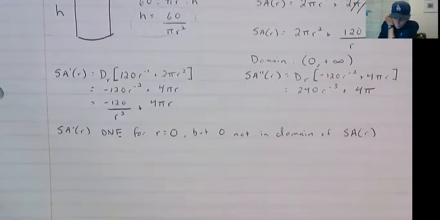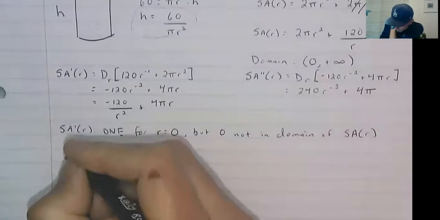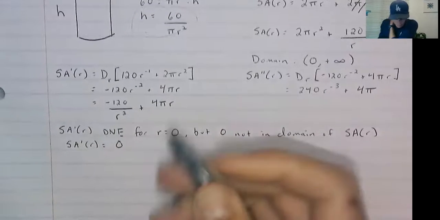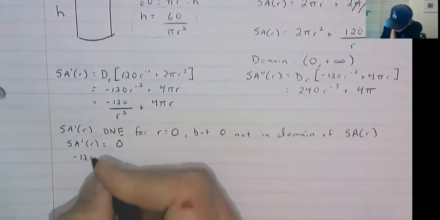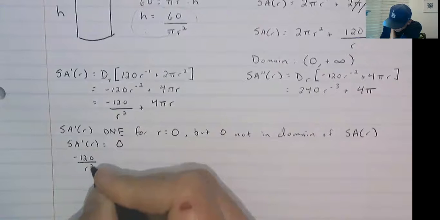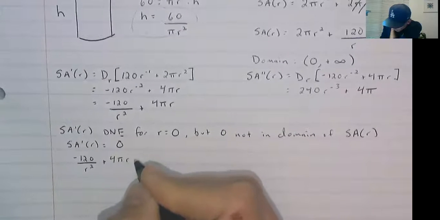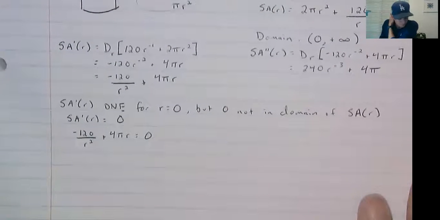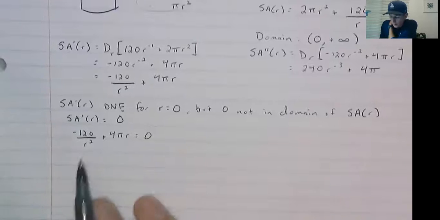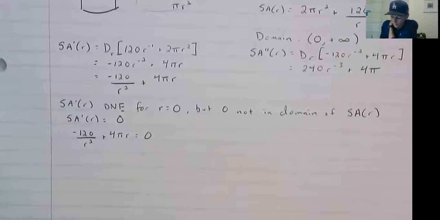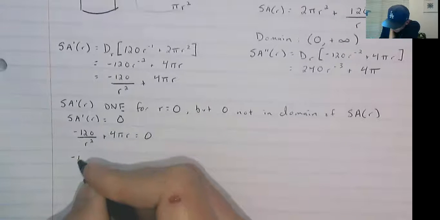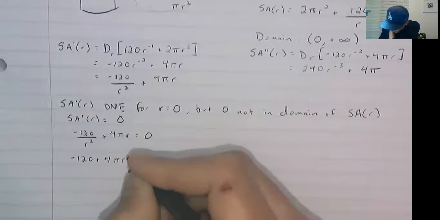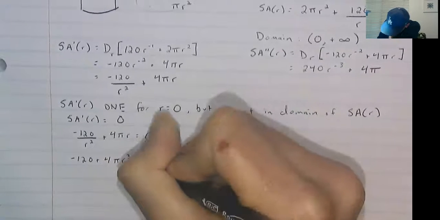So we're going to laser in on when is SA prime of R equal to 0. Well, it's going to be equal to 0 when negative 120 over R squared, plus 4 pi R is equal to 0. That's the definition of SA prime of R. I'm going to go ahead and get rid of this fraction by multiplying everything through by R squared. We need negative 120 plus 4 pi R cubed to be equal to 0.